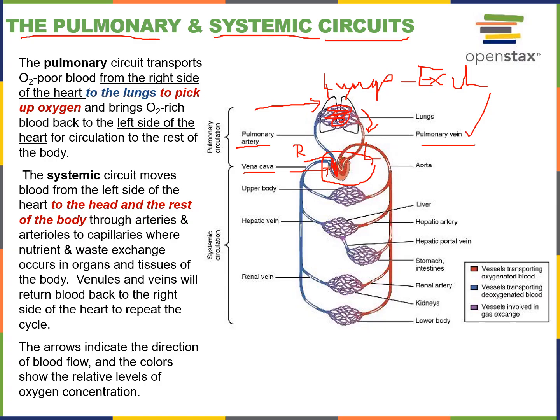That blood comes to the left side of the heart. So here's the left side of the heart, and it's shown in red, and the left side of the heart always is in contact with oxygenated blood. So this is the blood that now needs to go all over the body except for the lungs.